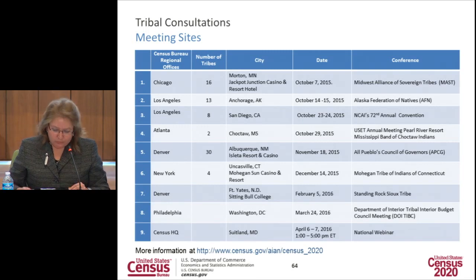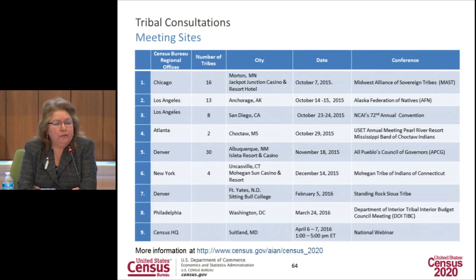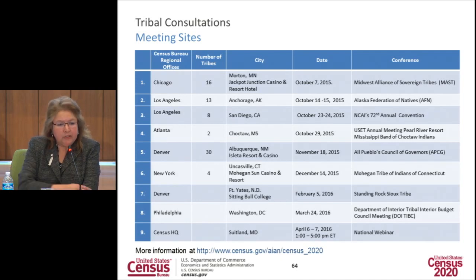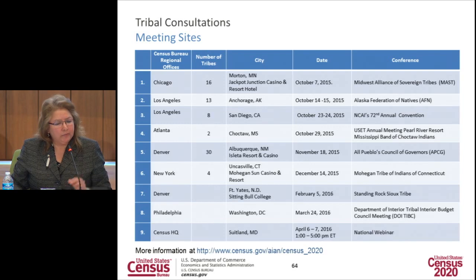The Census Bureau has 6 regional offices, as you know, and we scheduled 2 of the meetings within the Denver and LA regions due to the number of tribal governments in their regions. It was our strategy to conduct these meetings around National American Indian and Alaska Native regional conferences such as MASS, NCAI, and AFN. Director Thompson attended 2 of these meetings. He attended the AFN conference and the meeting of the Pueblos Council of Governors in New Mexico. Director Potok attended the meeting for the National Congress of American Indians in San Diego.